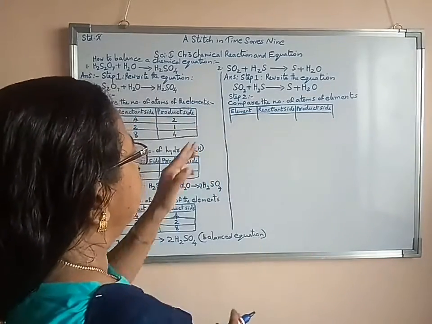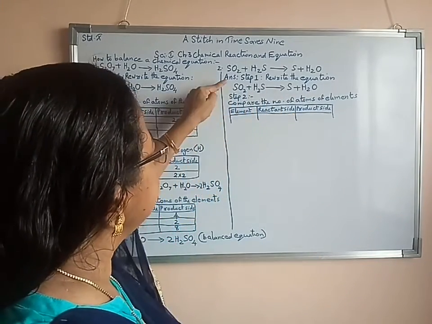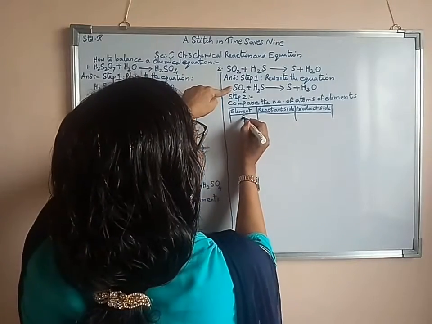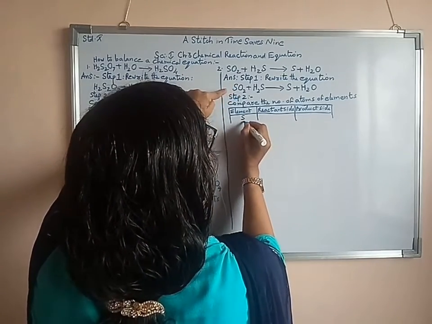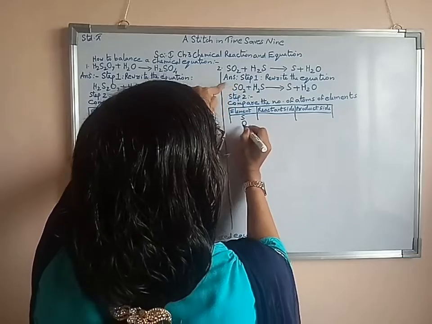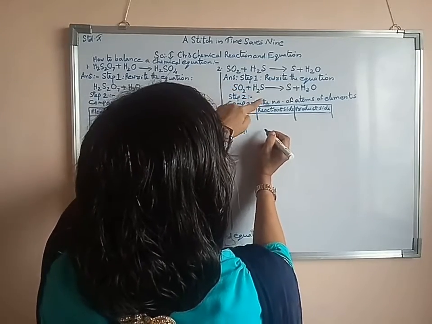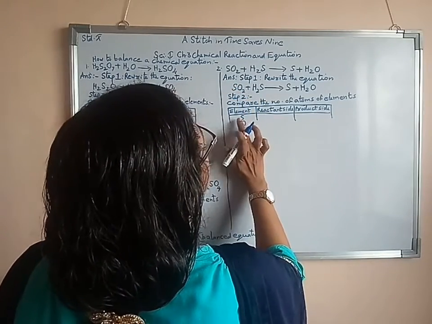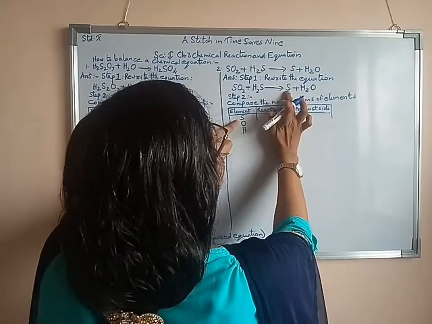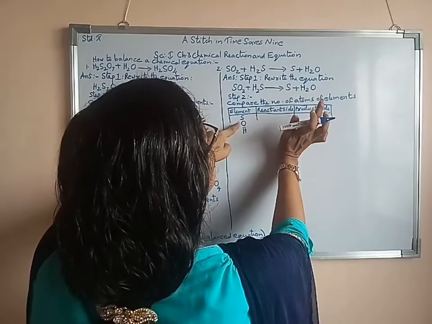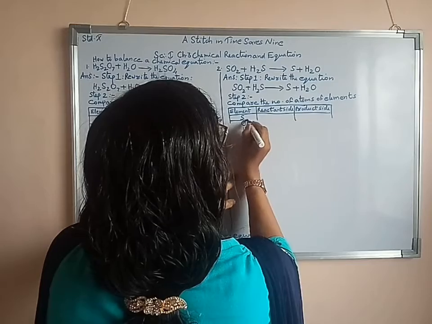Here which elements are there, that we will see. Sulfur is there. First element is sulfur, second element oxygen, third element hydrogen, fourth element sulfur is there. Sulfur I already wrote. Here again sulfur I wrote, hydrogen I wrote, oxygen I wrote. Three elements are there.